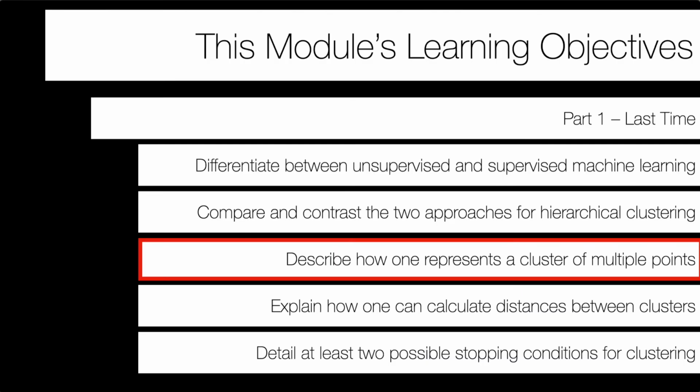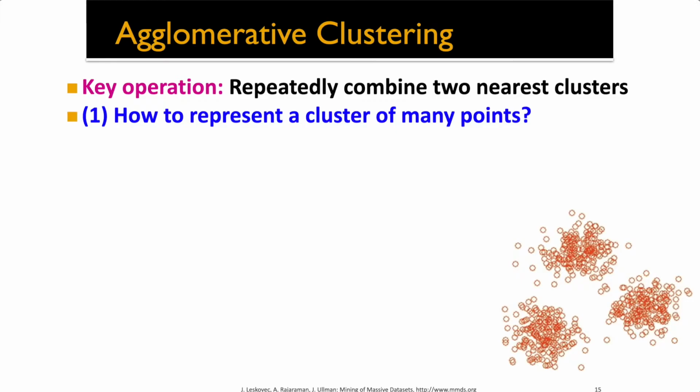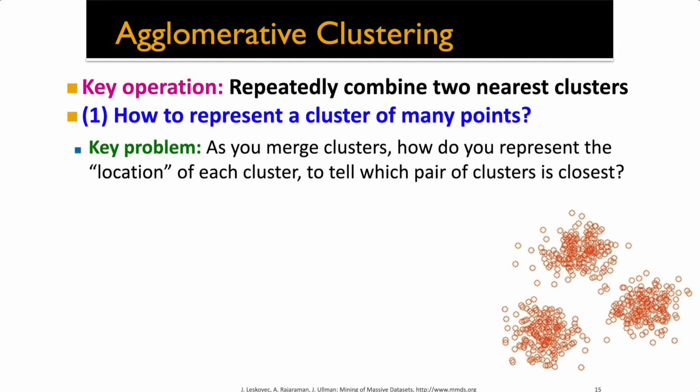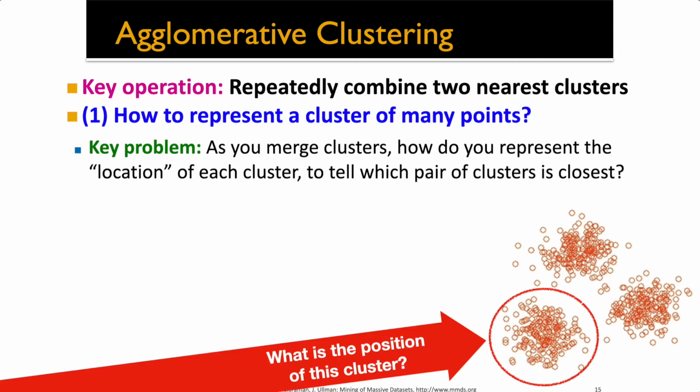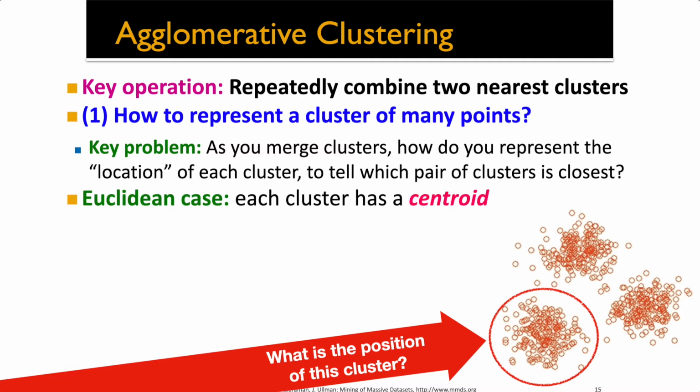The next thing we talked about last week was representing clusters of multiple points, the idea being that when we have multiple clusters, we need to evaluate similarity or distance between two clusters so we can identify which clusters we should merge. So how do we represent clusters of many points? Given that we have this cluster here at the bottom, what is the position of this cluster, and how can we compare it to the position of other clusters?